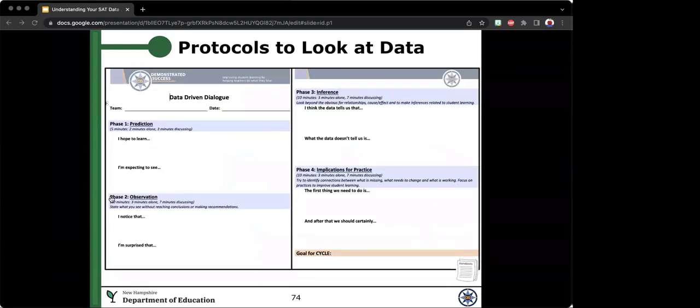This is a note-taking sheet that some of you may find helpful as you go through that data dive with the protocol we just discussed. You could have this in hard copy or electronically for members of data teams to record their thoughts and observations at each stage of that protocol.